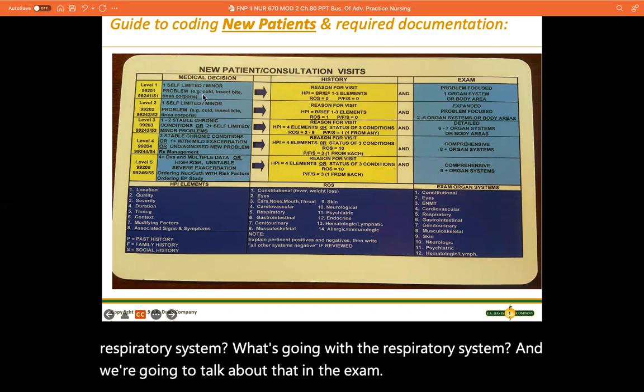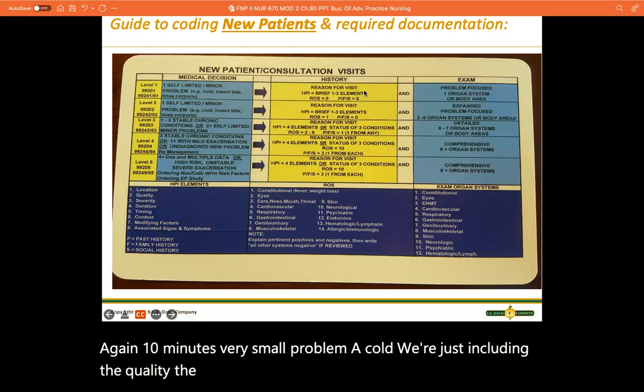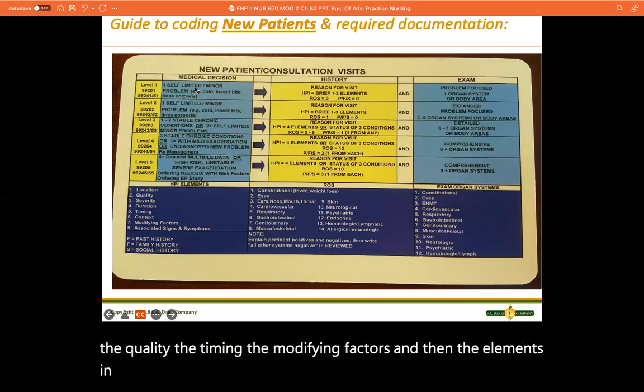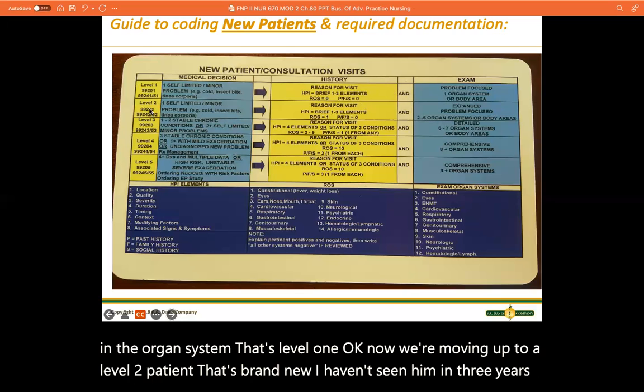Again, 10 minutes, very small problem, a cold. We're just including the quality, the timing, the modifying factors, and then the elements in the organ system. That's level 1. Okay, now we're moving up to a level 2 patient. That's brand new. I haven't seen him in 3 years, or I've never seen him at all.